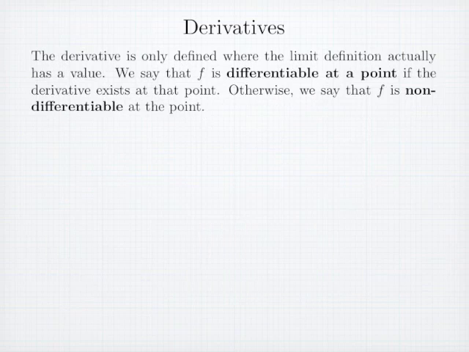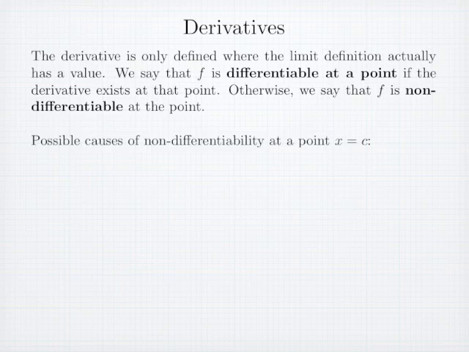Now the derivative is only defined where that limit has a value. So we say that my function f is differentiable at a point only when the derivative exists at that point, when the limit exists at that point. Otherwise we say my function is non-differentiable. The rest of this slide presentation is talking about possible causes for non-differentiability. We'll think of three basic categories.